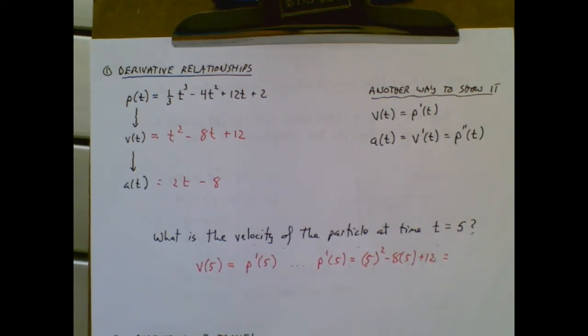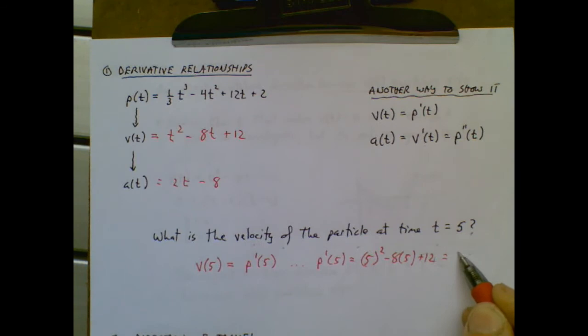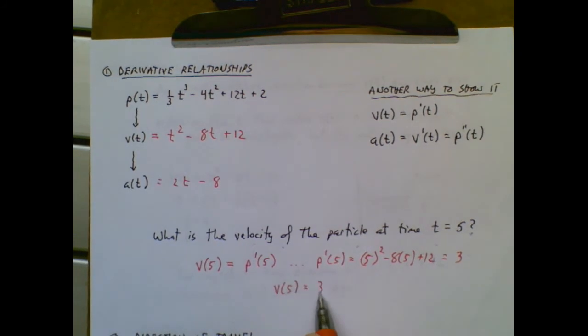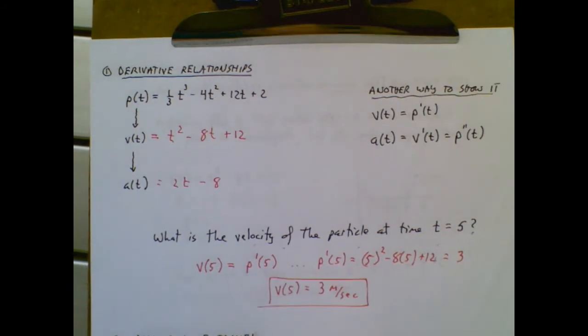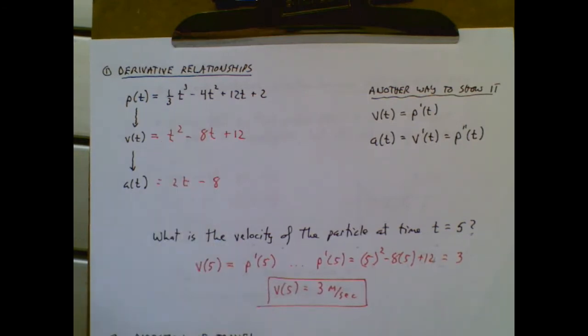And if you go ahead and do the mental math on that, you can find out the velocity at time 5, and I think it's 25 minus 40. This thing ends up equaling 3. So I could just say v of 5 equals 3 meters per second. I haven't been very clear with units. We'll just say we're using meters and seconds for units because that's what all the cool physics people like to use. So item number 1, there's a derivative relationship. It's very straightforward.